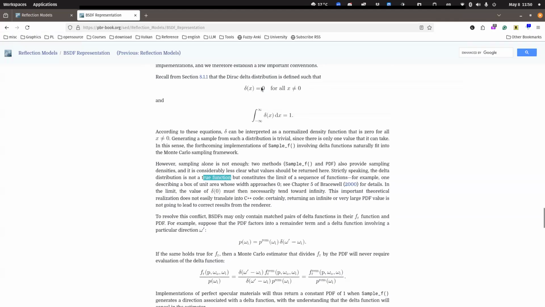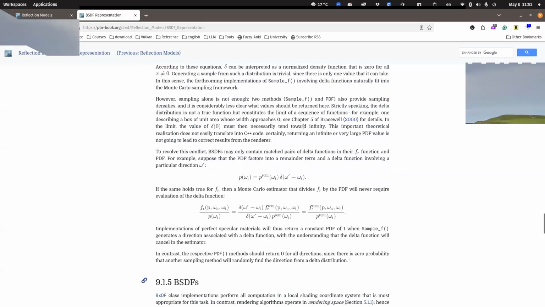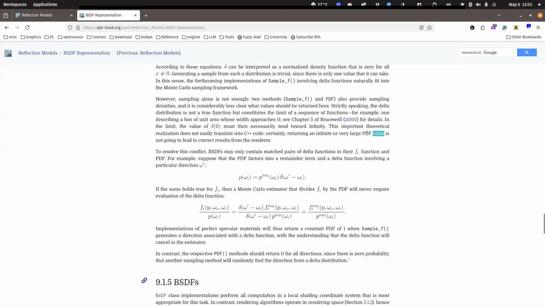If you squeeze that box closer and closer, its width gets smaller and smaller, but its height gets larger and larger. So the value of delta at zero must be infinity. But this theoretical realization does not easily translate to code. Returning an infinite or very large PDF value is not going to lead to correct results from the renderer.